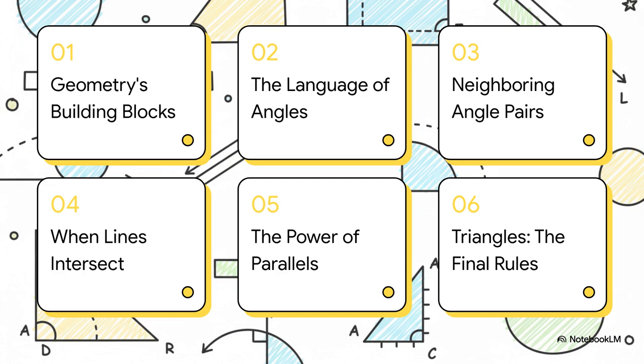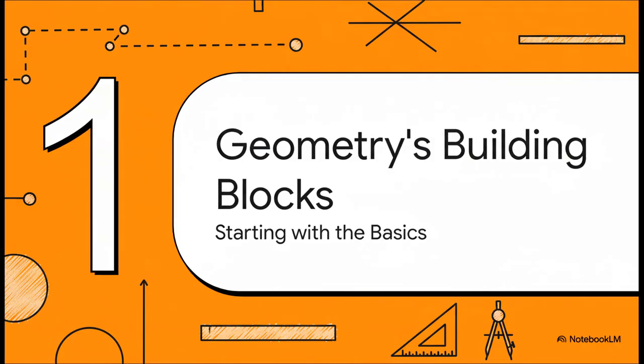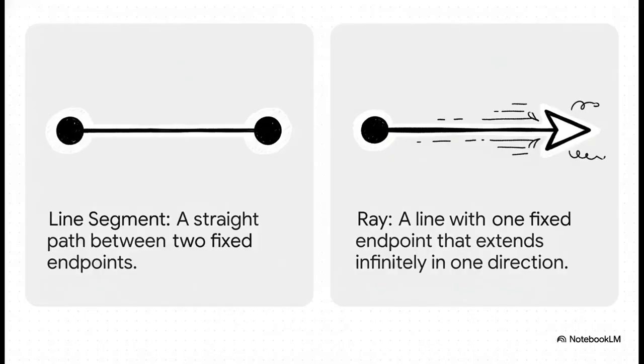Ready? Let's get started. Okay, first things first. Before we can even get into cool stuff like angles and shapes, we've got to nail down the fundamentals. Think of these as the basic Lego bricks of geometry. All right, let's start with a super simple one: the difference between a line segment and a ray.